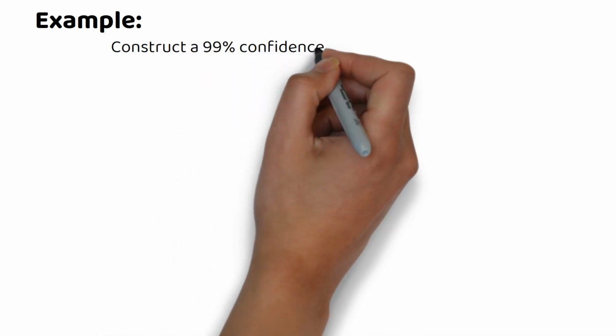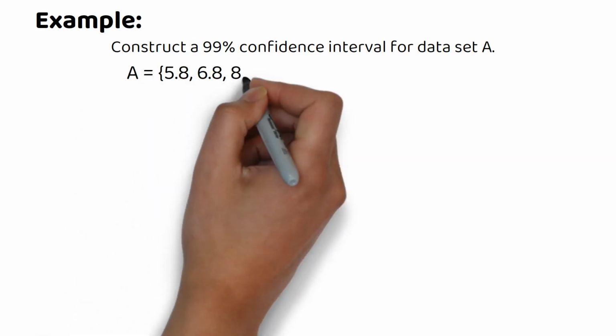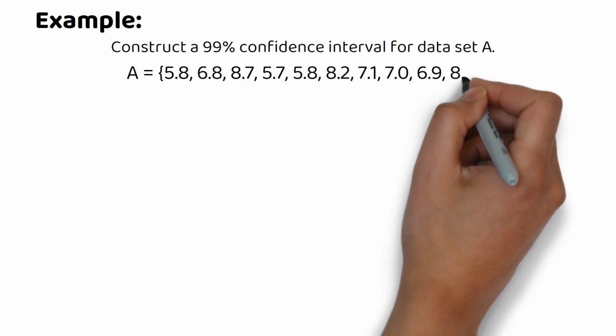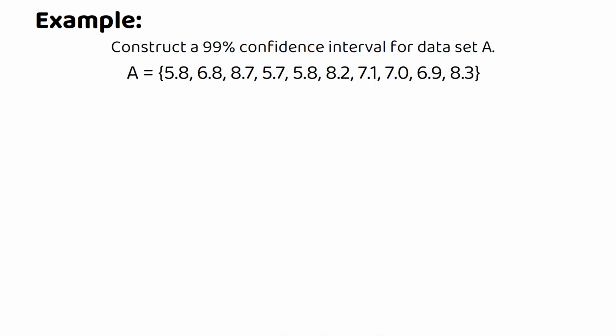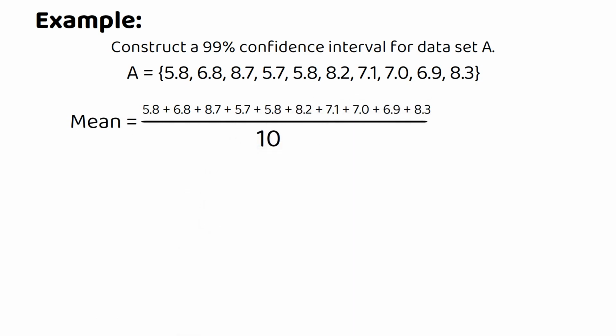Another example. Construct a 99% confidence interval for data set A. Data set A is 5.8, 6.8, 8.7, 5.7, 5.8, 8.2, 7.1, 7.0, 6.9, and 8.3. Okay? First find the sample mean, which you do by adding them all up and dividing by 10, the sample size. This gets you a sample mean of 7.3.